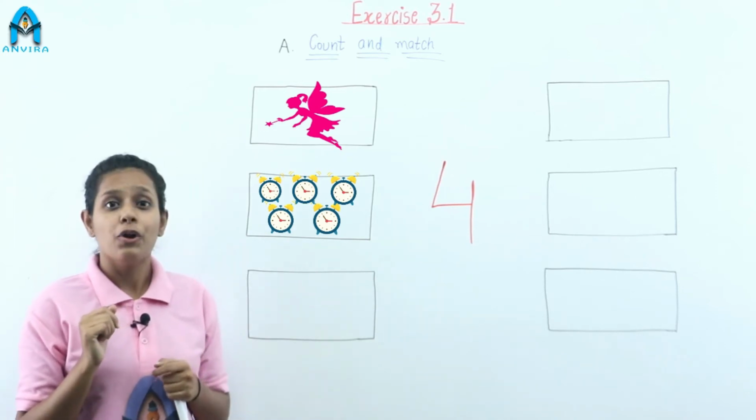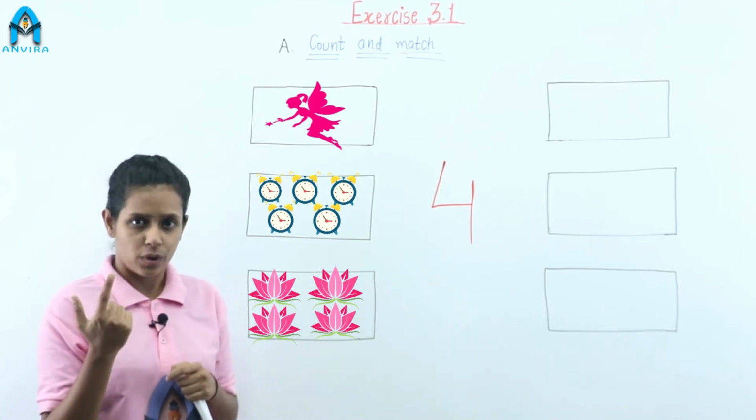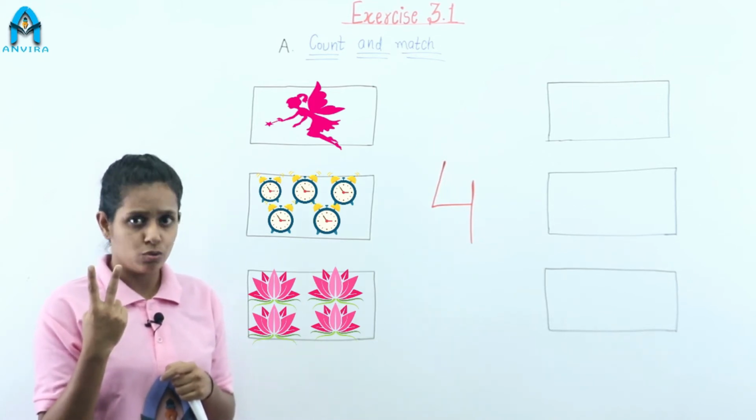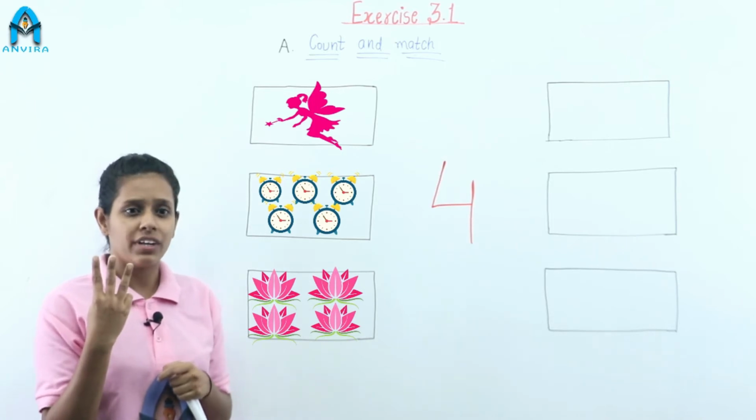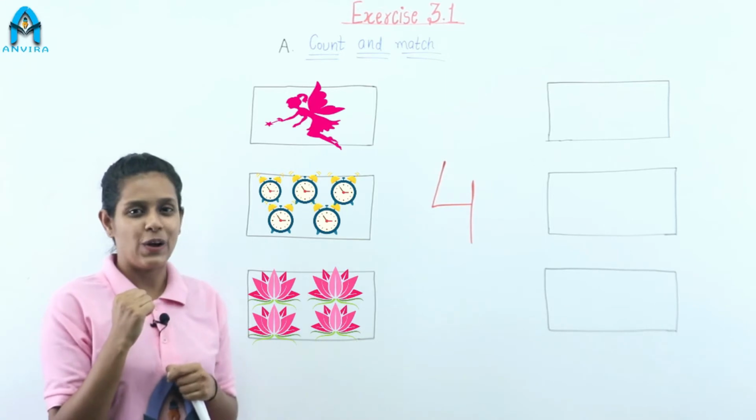Next, lotters. How many lotters? Let's count. 1, 2, 3 and 4. 4 lotters.